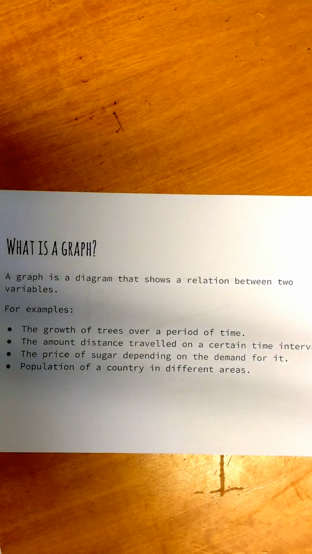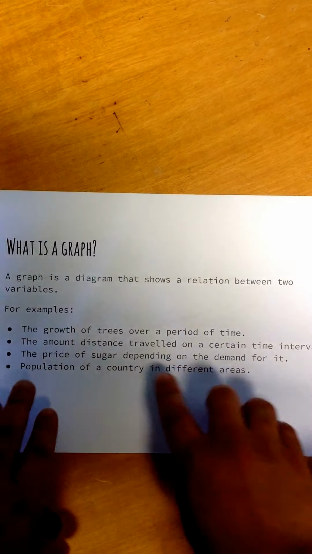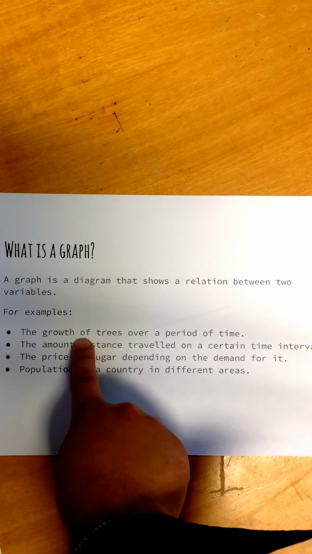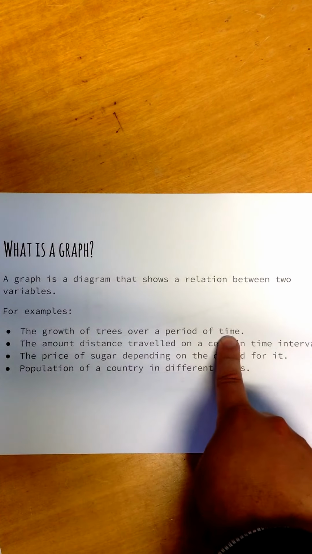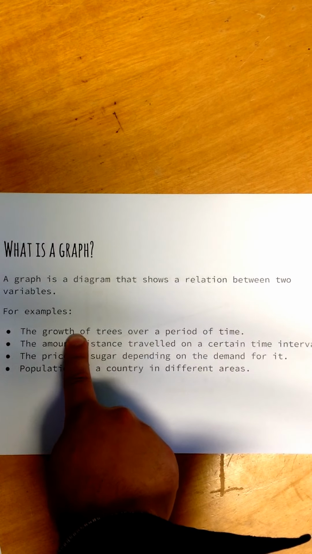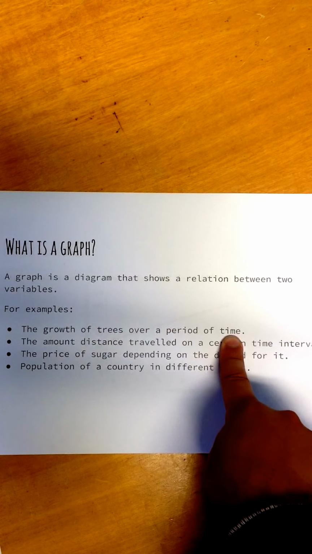First, what is a graph? A graph is a diagram that shows a relation between two variables, so you're comparing two things. For example, here we have the growth of trees over a period of time. So what are we testing? We are testing how much our tree will grow in a certain time. So you can say, I'm going to compare the growth of trees in meters over the time being, let's say, weeks.